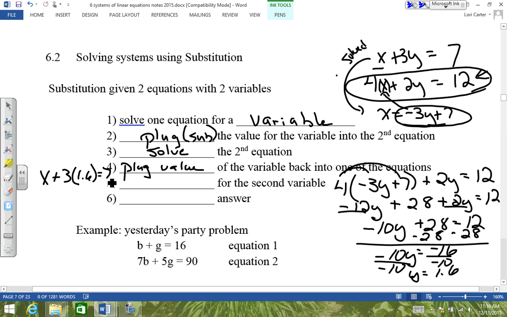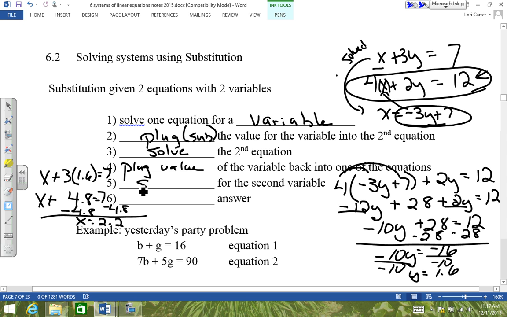What's 3 times 1.6? I have my calculator. It's not 4. It's 4.8. So x plus 4.8 equals 7. Now what? Subtract it. So what is 7 minus 4.8? That would be 2.2. So x equals 2.2.